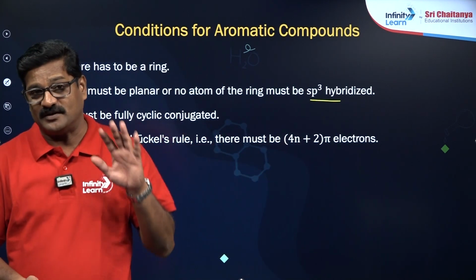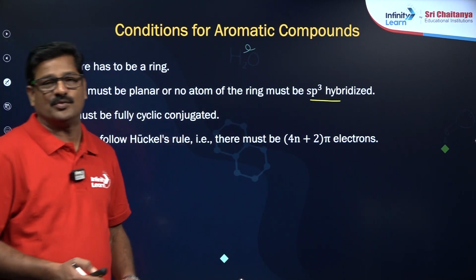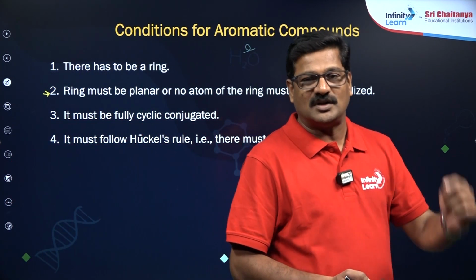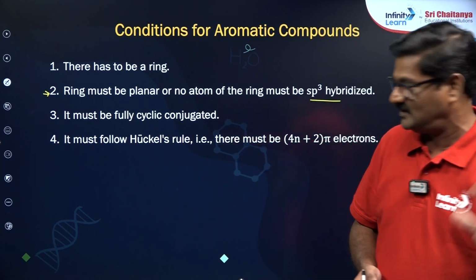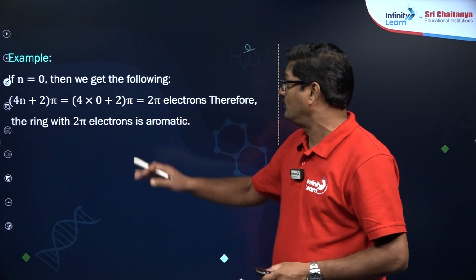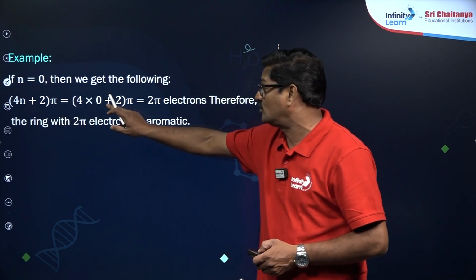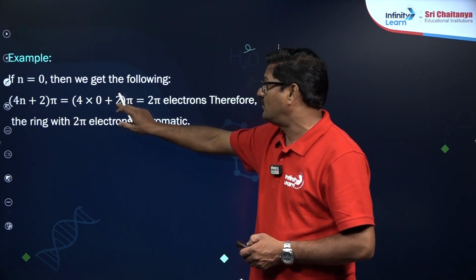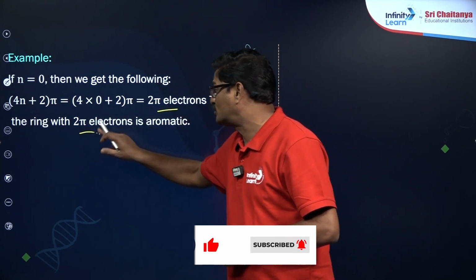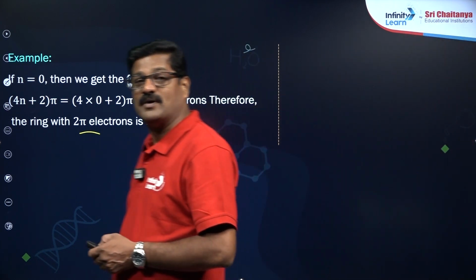Huckel's rule says the ring's delocalized pi electrons should number 4n plus 2. I am going to explain this rule. When you solve 4n plus 2 for pi electrons, n can be 0, 1, 2, 3, or any simple integer. For example, if n is equal to 0, then 4n plus 2 is 4 into 0 plus 2, which is 2 pi electrons. Therefore, the ring should have 2 delocalized pi electrons in it, and then it could be aromatic.